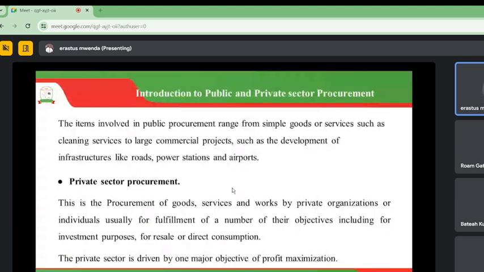And the key agenda when we are doing procurement in the private sector, we want to emphasize on objectives. And the main objective in this discussion under the private sector, every private entity is focusing on maximizing their profits.